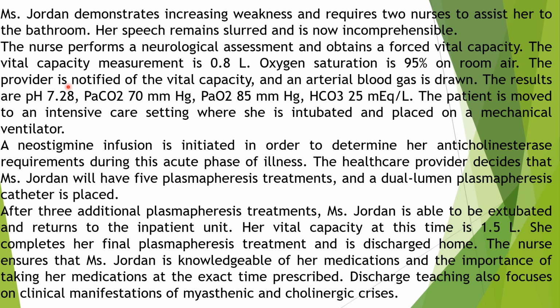The provider is notified of the vital capacity and an arterial blood gas is drawn. The results are pH 7.28, PaCO2 70 mmHg, PaO2 85 mmHg, HCO3 25 milliequivalents per liter. The patient is moved to an intensive care setting where she is intubated and placed on a mechanical ventilator. A neostigmine infusion is initiated in order to determine her anticholinesterase requirements during this acute phase of illness. The healthcare provider decides that Ms. Jordan will have 5 plasmapheresis treatments and a dual lumen plasmapheresis catheter is placed.